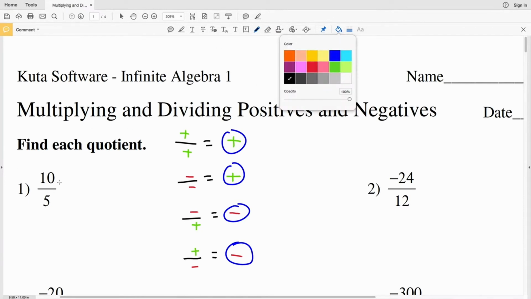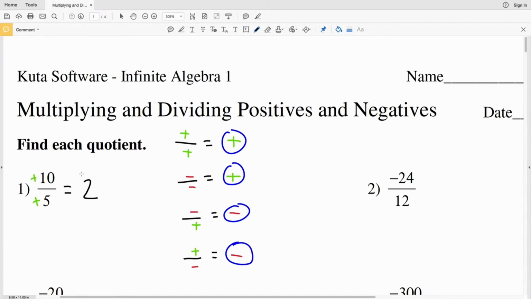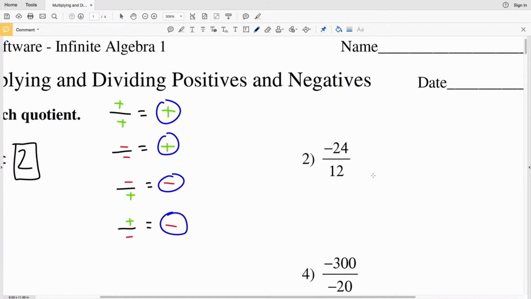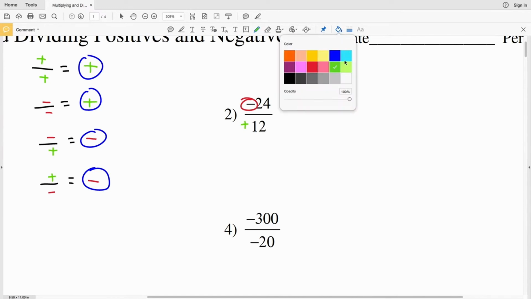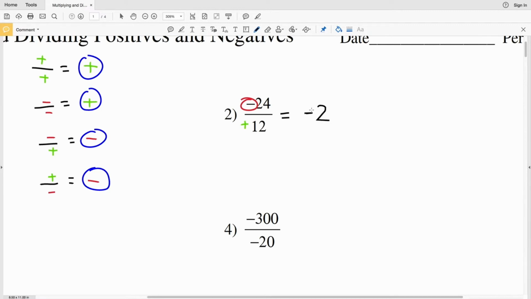In number 1, we have a positive divided by a positive. So 10 divided by 5 is going to be a positive 2, because 10 divided by 5 is 2. For number 2, we have a negative divided by a positive. A negative divided by a positive, we know, results in a negative. 24 divided by 12 is going to give us 2. So for number 2, we have a negative 2.